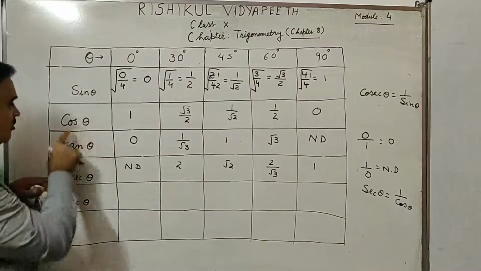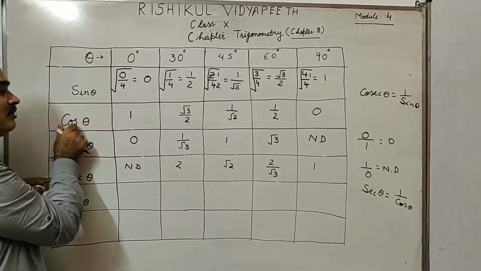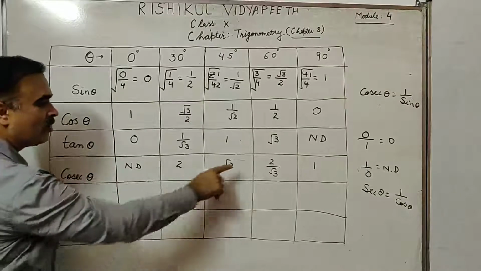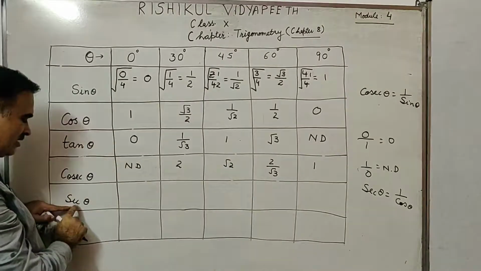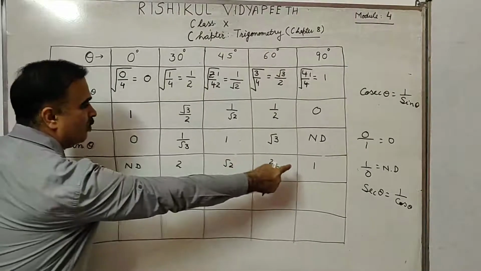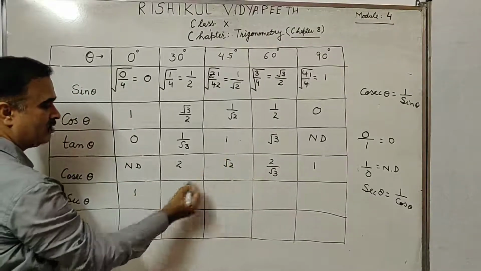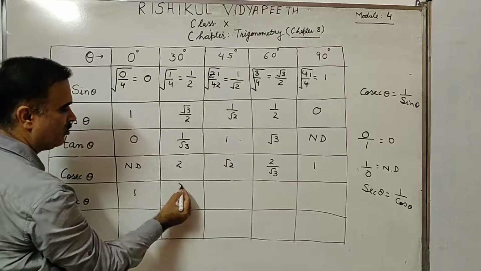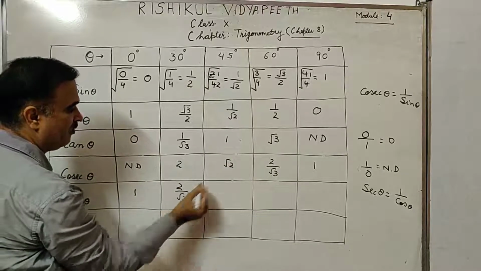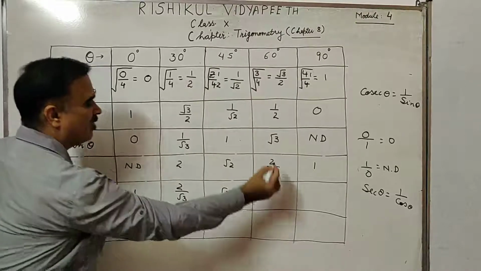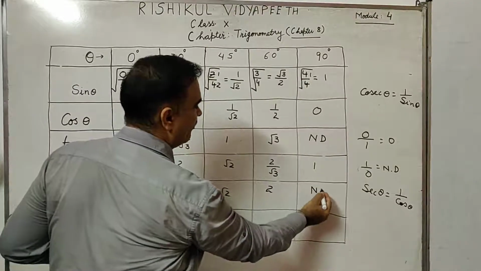And you can see, I told you that sine and cos we can write from the back side. From here also, we got cosec theta. If we want to get sec theta, we can get it from the back side. We can write directly 1, then 2 by root 3, then root 2, then 2, and this is not defined.